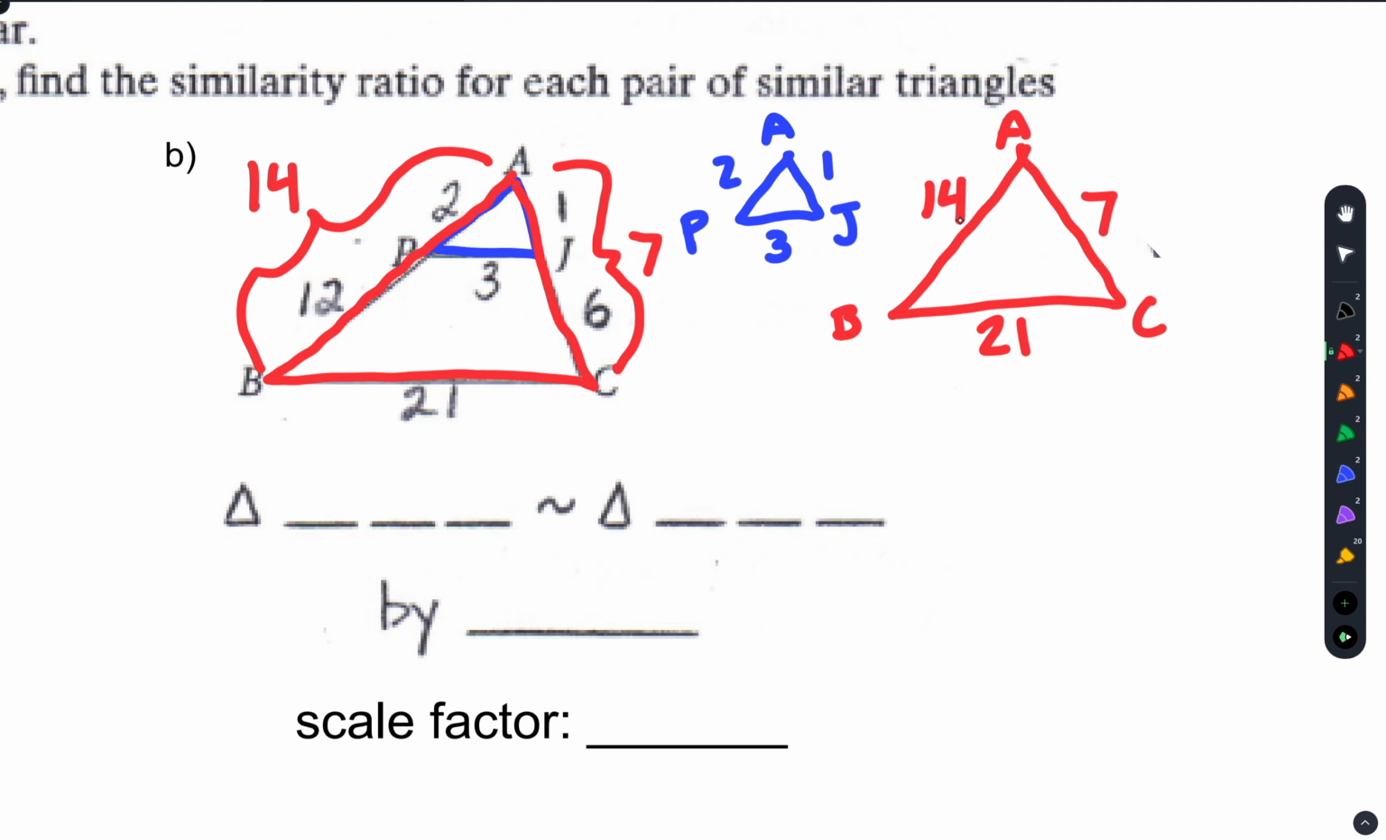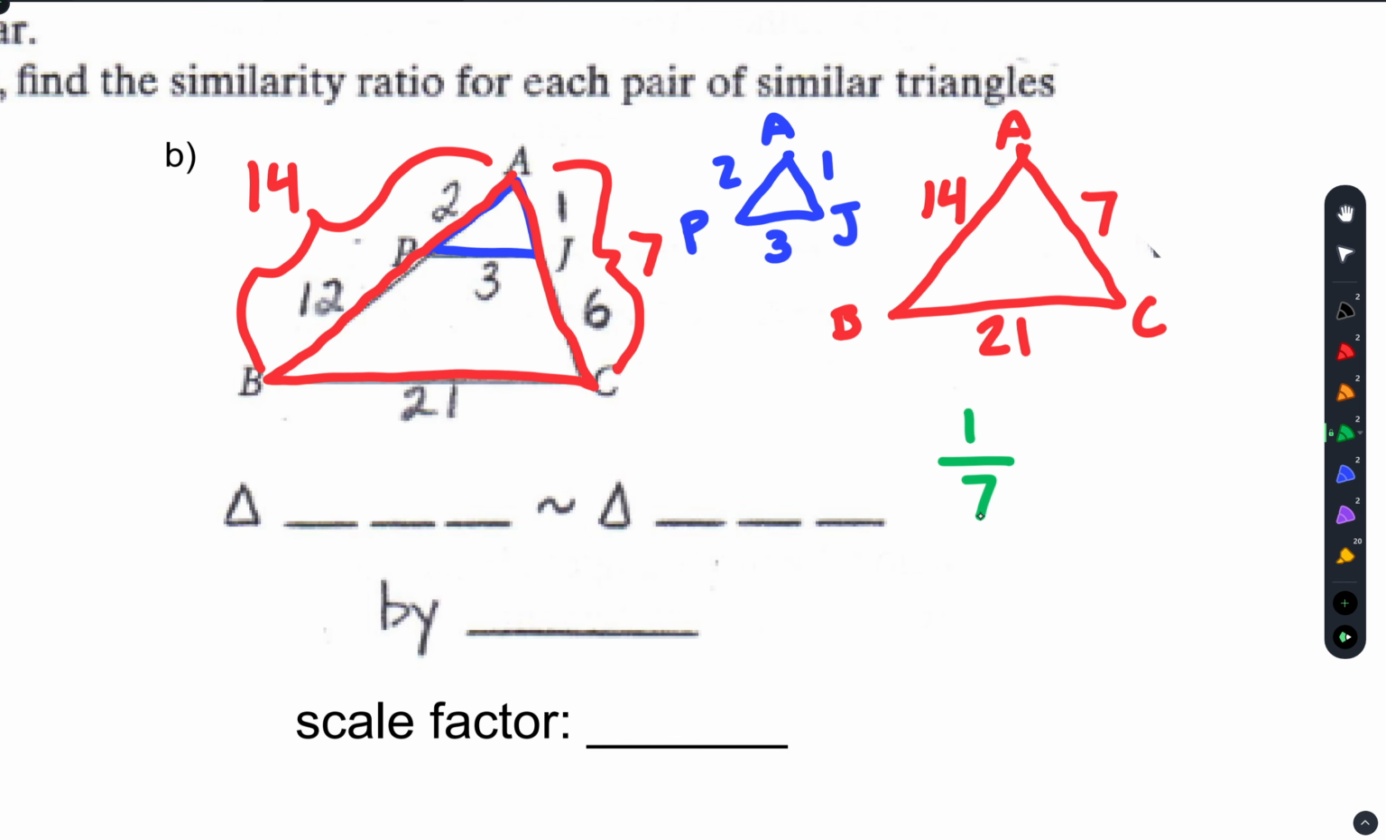Everybody cool with that part? Now again, when I start setting up my extended proportion, I shouldn't be lining up the largest piece in one triangle to the smallest piece in the other triangle. I'm going to line up the two smallest pieces together. The 1 goes with the 7.